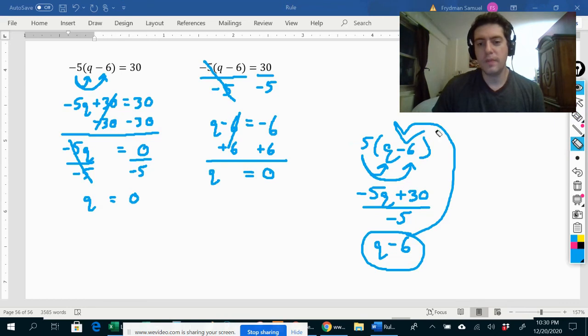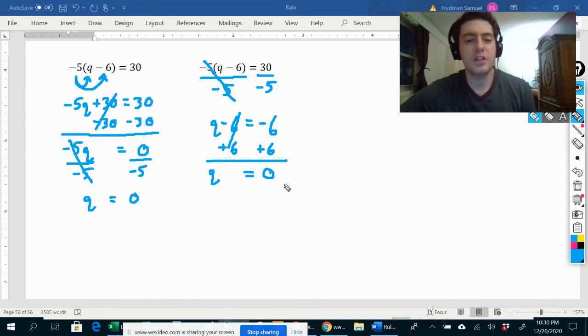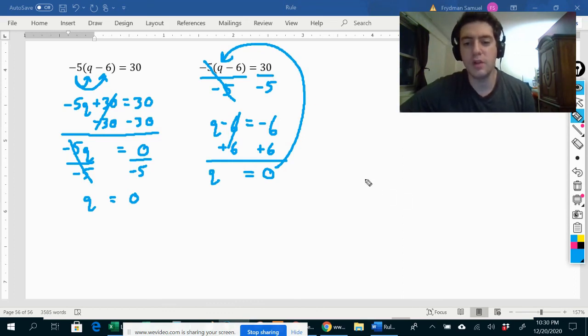Now I always like to, well, most of the time, to be honest, I don't always do it, but I should, check our answer by plugging it back into the original equation. So if we're saying that q is equal to 0, then if we replace the q over here with 0, both sides of the equal sign should be the same. Well, let's check that. So -5 times, I'm going to replace the q with 0, so 0 and then -6, then close the parentheses, equals 30.